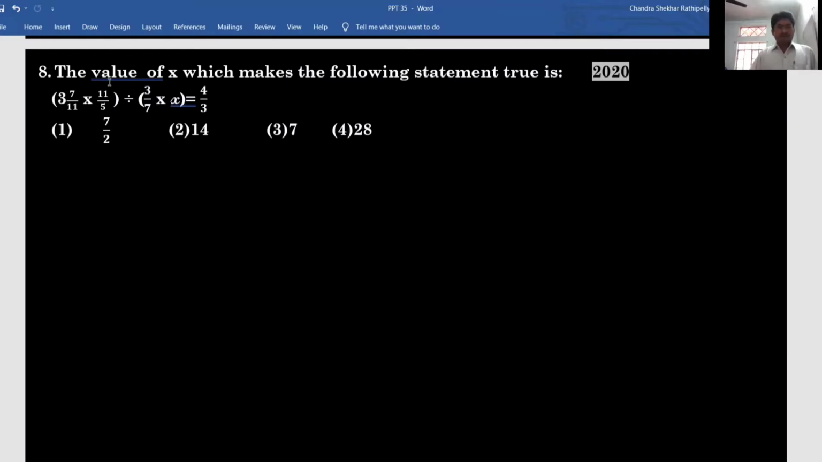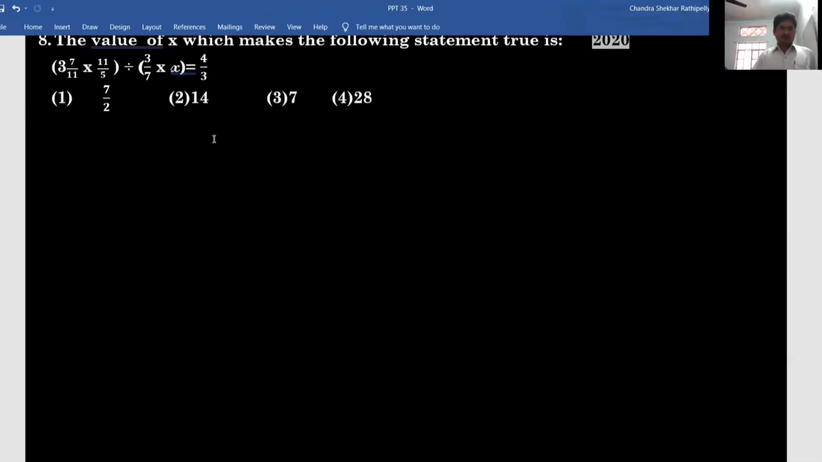Question number 8. The value of x which makes the following statement true is. So ikkada dini value ni find cheyali. Find the x.